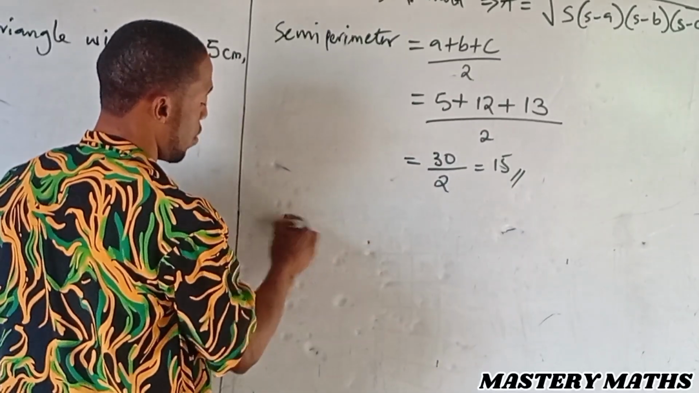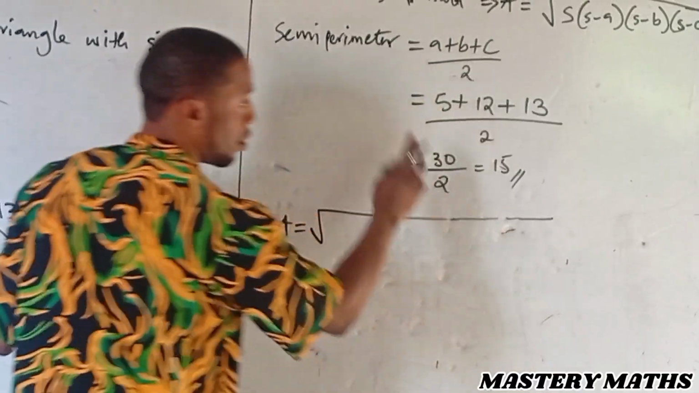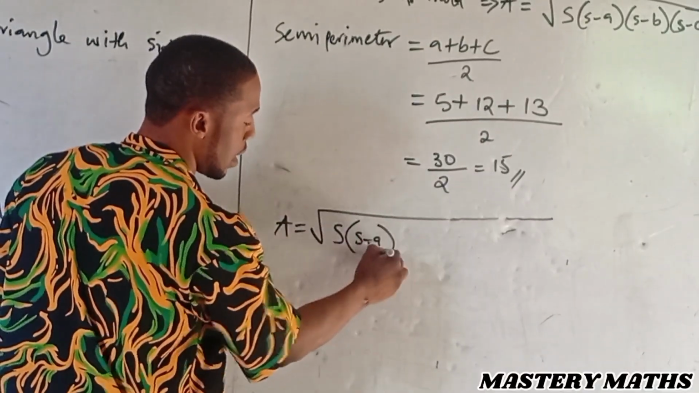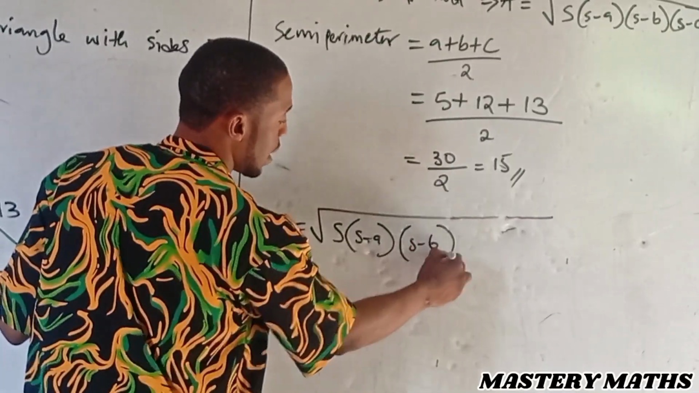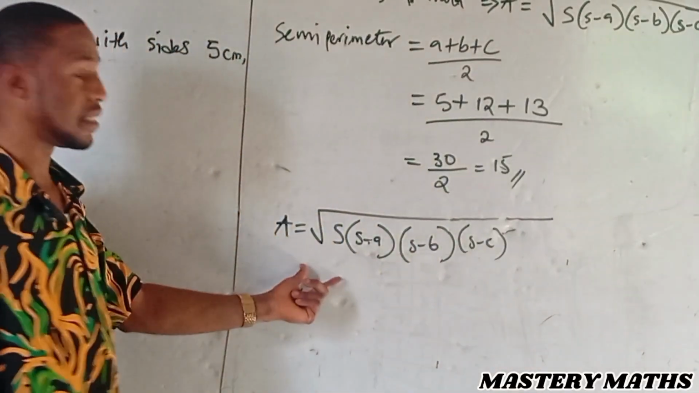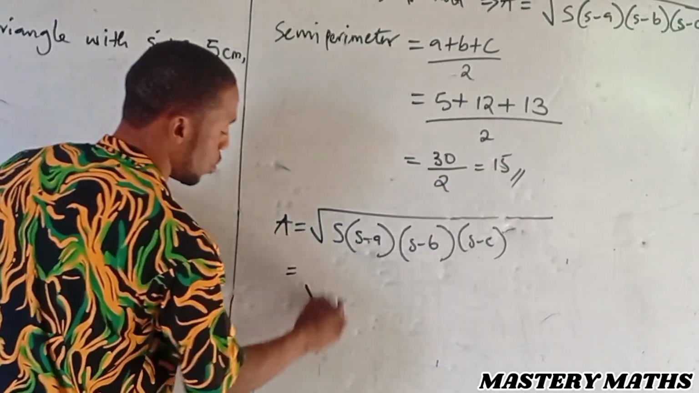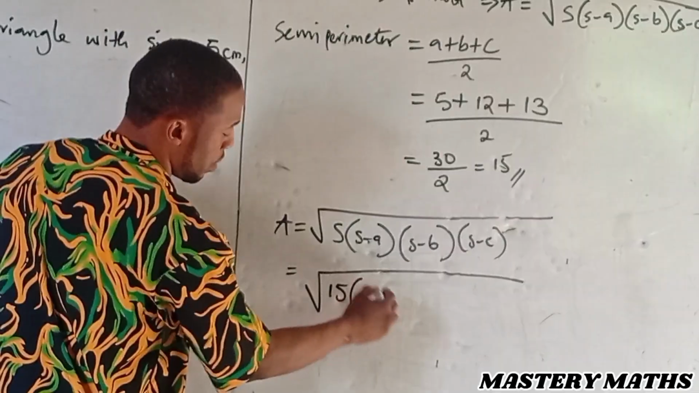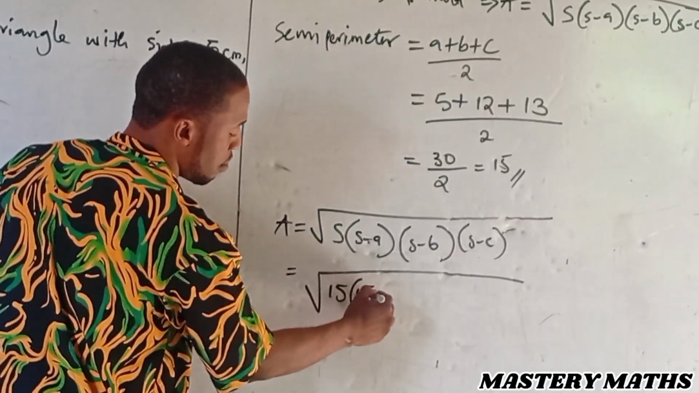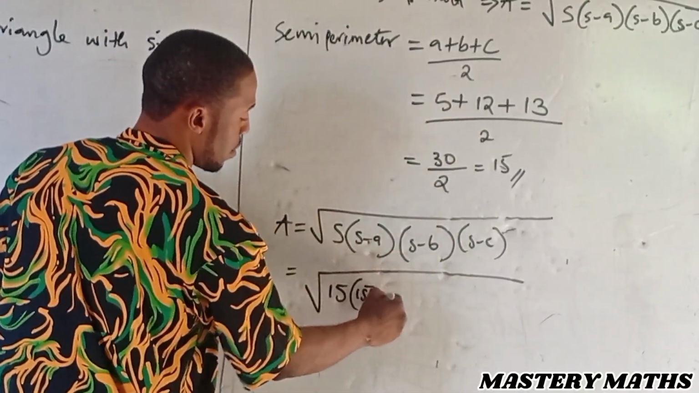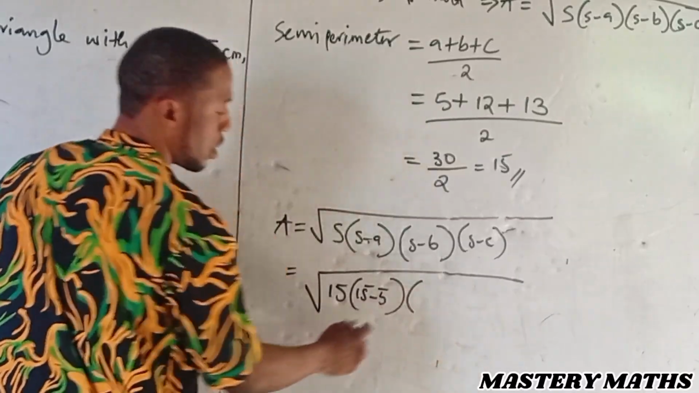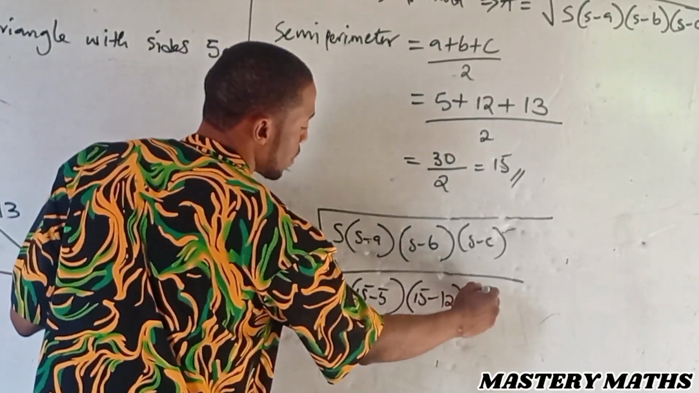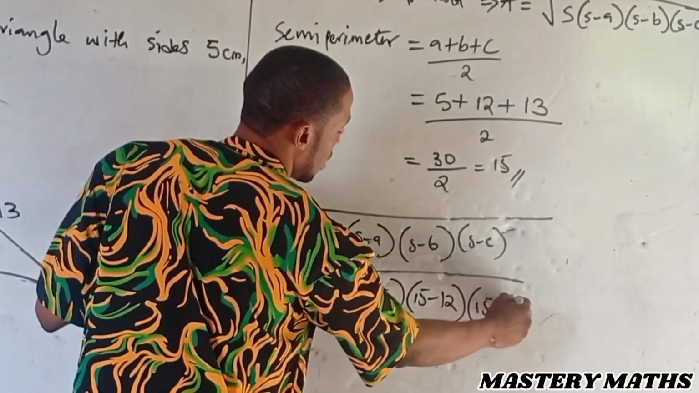Now substituting, area is equal to, we will rewrite Heron's formula here, which is the root of semi-perimeter, open the bracket, semi-perimeter minus a, and semi-perimeter minus b, and semi-perimeter minus c. The semi-perimeter is 15, which is the x. So you have your 15, open the bracket, 15 minus, what's the a? A is 5. Then the next one, 15 minus b. What is b? B is 12. The next one is 15 minus 13.